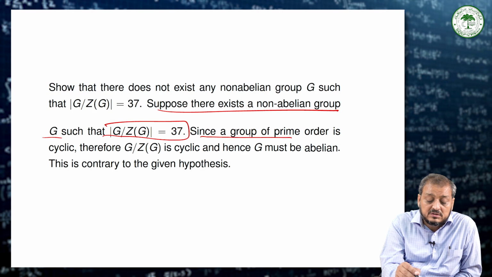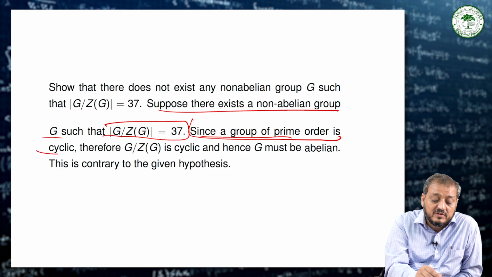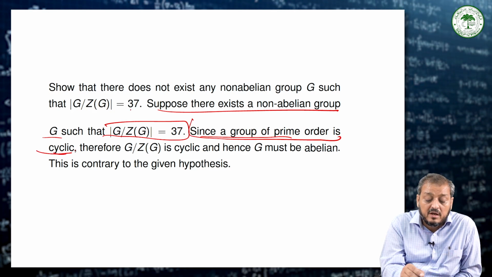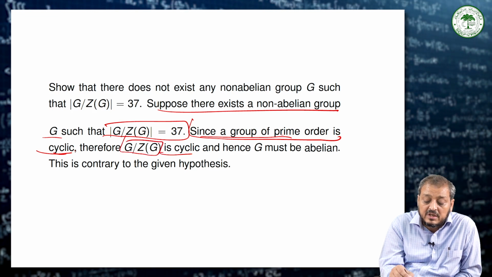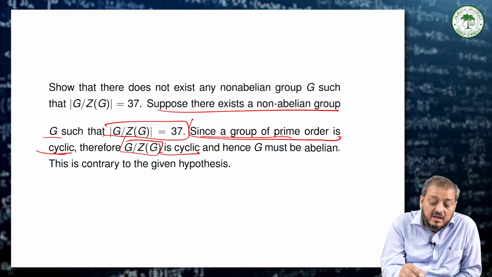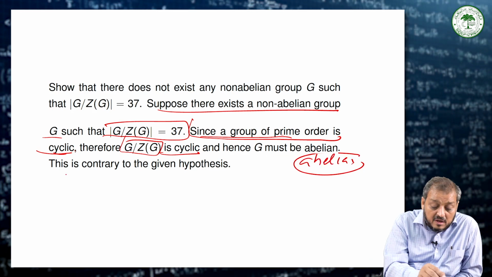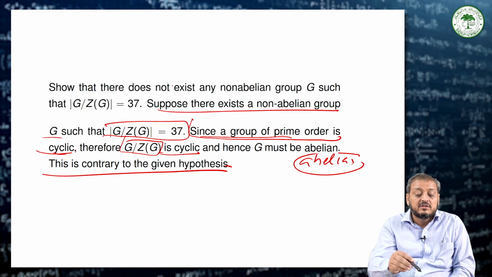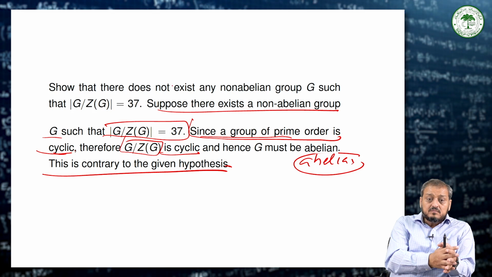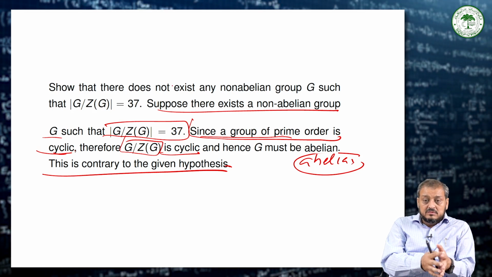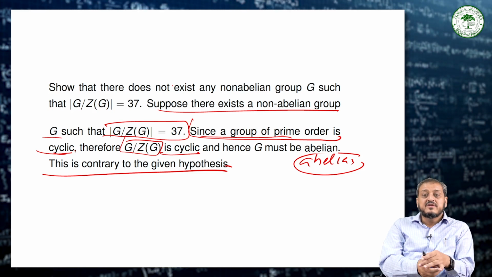Since we know that a group of prime order is always cyclic, G by ZG is cyclic, and we have shown that if G by ZG is cyclic, then G must be abelian. So this contradicts the given hypothesis. That means there does not exist any non-abelian group with quotient group of order 37.